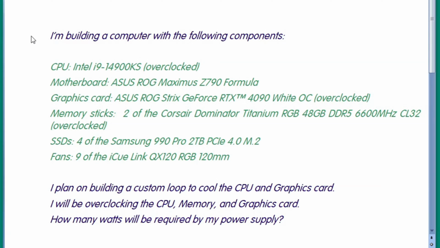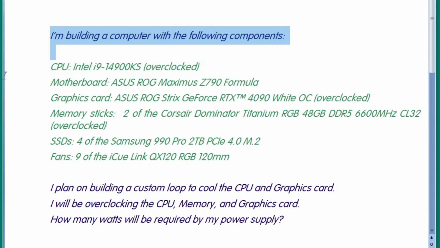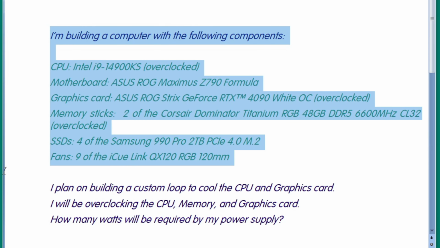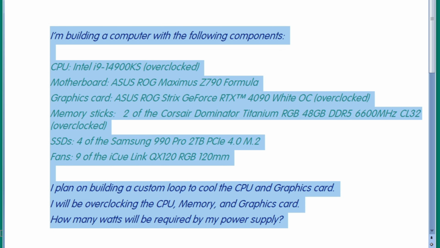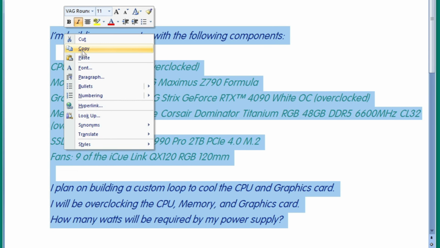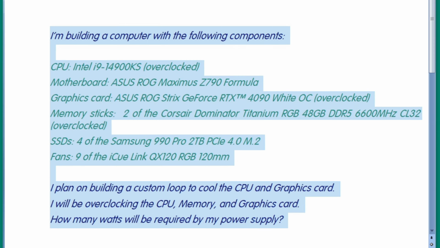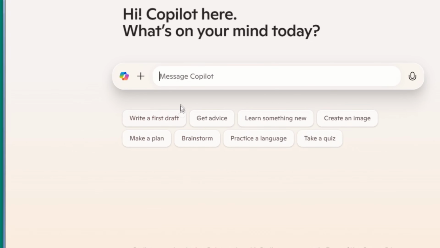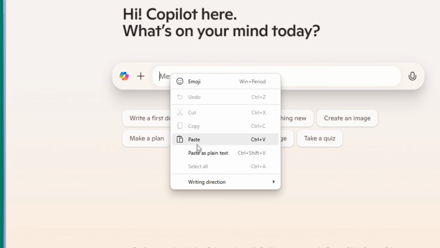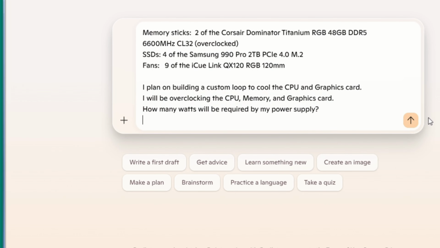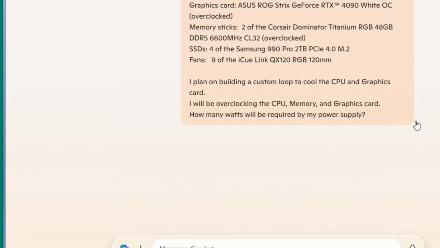I entered the text into Word first. I said, I'm building a computer with the following components. I listed the components, and as you can see, I put in parentheses "overclocked" on any component that was overclocked. Next, I said, I'm planning to build a custom loop to cool the CPU and graphics card, and hope that Copilot picks up the water pump that's needed for that as well. Finally, I said, how many watts will be required by my power supply? I then selected this text in Word, copied it, pasted it into Copilot, and Copilot came up with the following results. So how did AI do compared to your manual calculation?